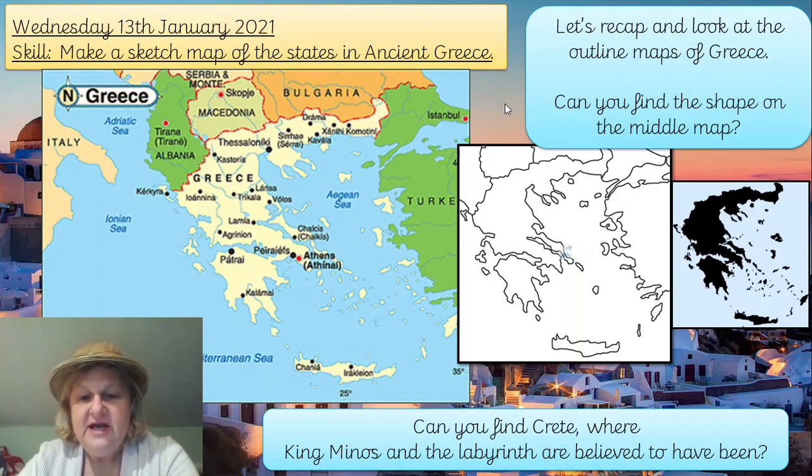So can you find Crete? Now we came across Crete when we looked at another one of our myths this week. This is where King Minos and the labyrinth are believed to have been. Can you see it on that map? You will have labelled this last week. Yes, absolutely. It is right down the bottom in the most southernmost area of Greece, and it's this island here. It's supposed to be absolutely beautiful.